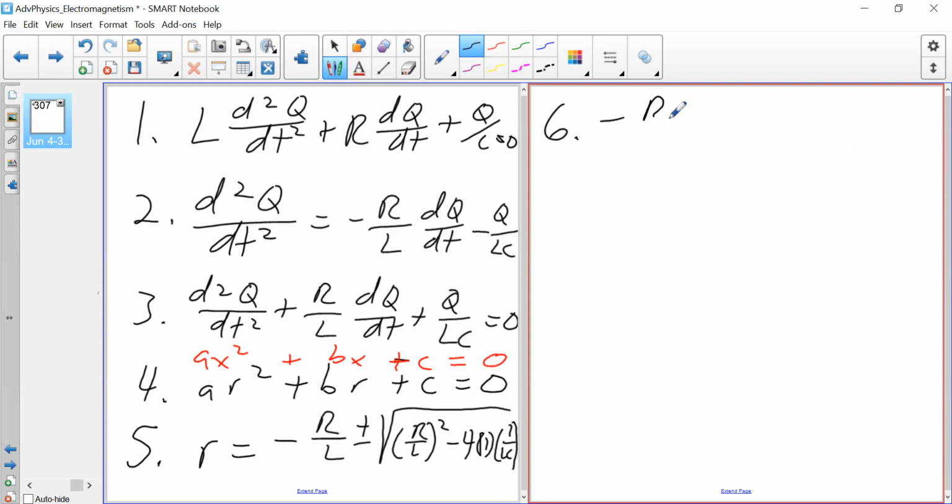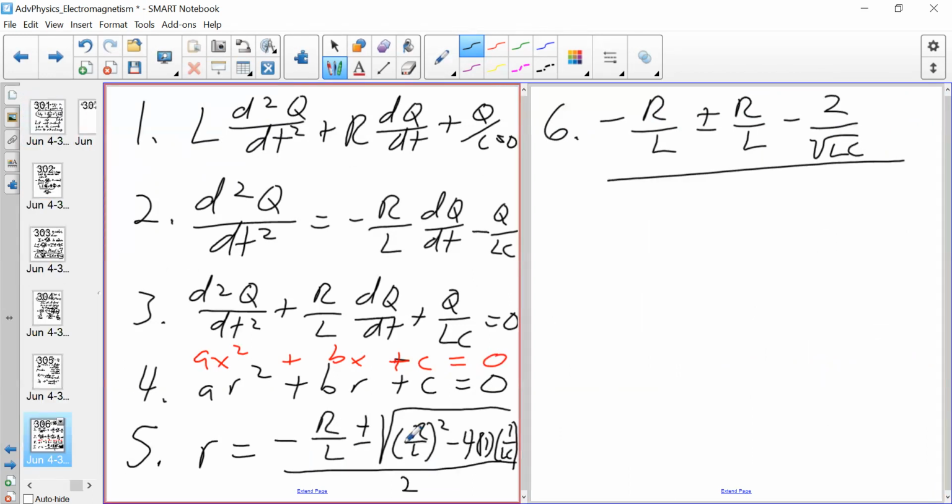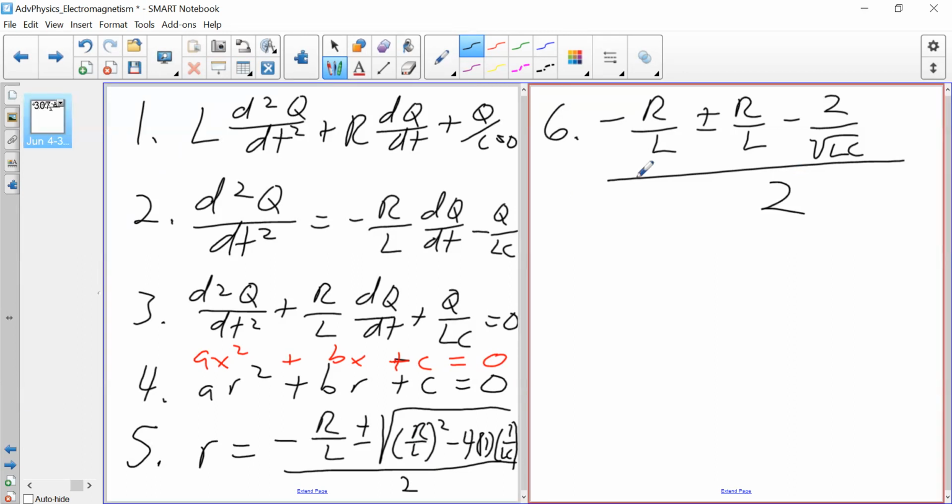So this is going to be negative R over L plus or minus, and we do the square root of that. It's going to be R over L minus 2 over the square root of LC, and this is all divided by 2, divided by 2a, sorry. 2 times 1 is just 2, and it's over 2. And this is a r, and then there's an understood Q hanging out there. Okay, r equals that.